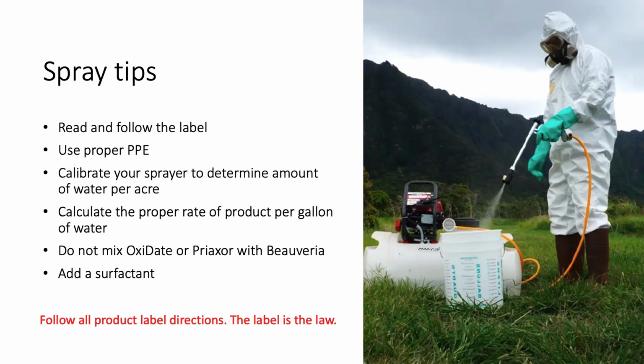Calibrate your sprayer to ensure that proper pesticide rates are used and that the application is effective in managing the pest or disease. If you need a refresher, please join us for sprayer calibration field days this coming March. Most fungicides can be tank mixed with Beauveria, but tank mixing with Oxidate or Priaxor is not recommended or allowed. Lastly, including a surfactant with pesticides can help obtain better coverage by allowing water droplets to spread and cover the leaf surface.